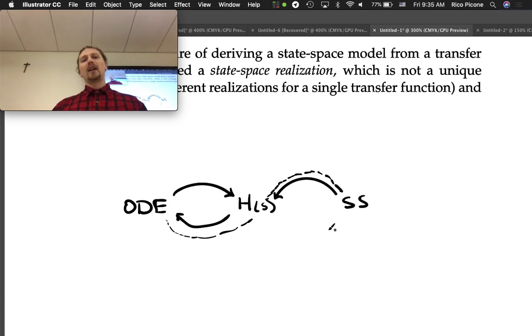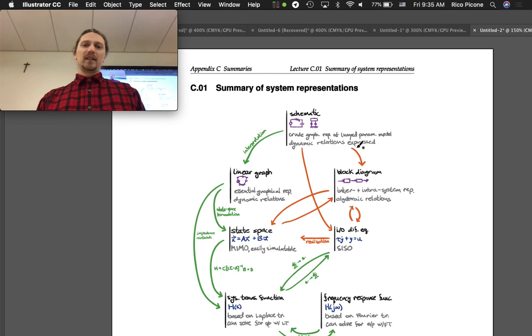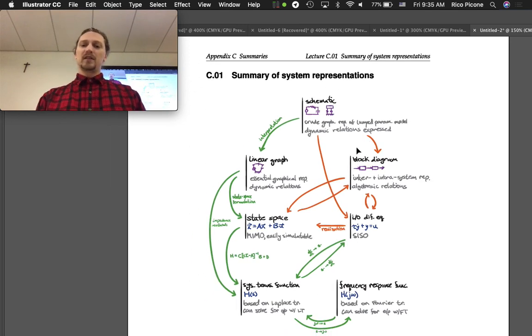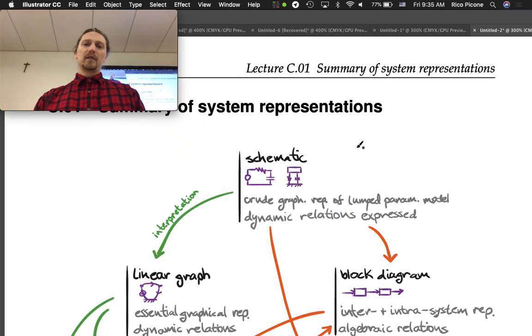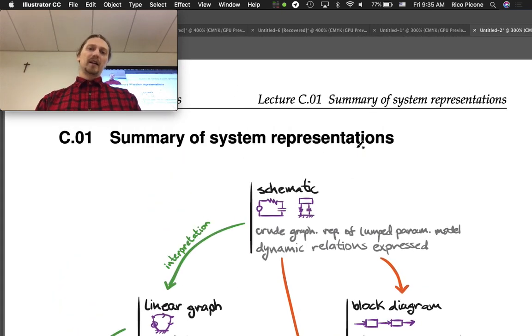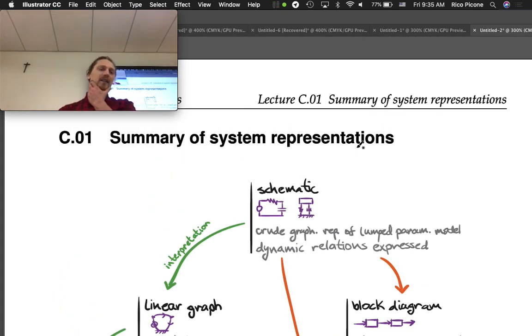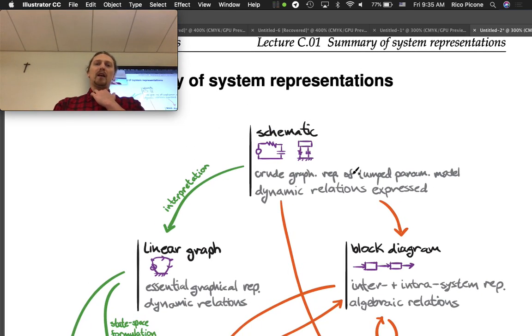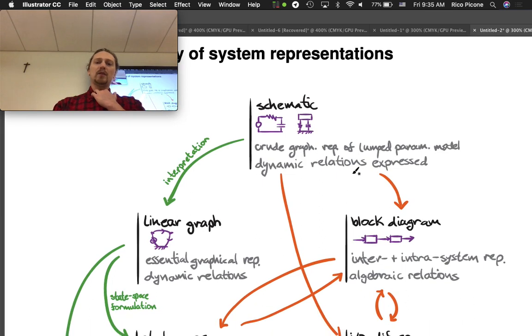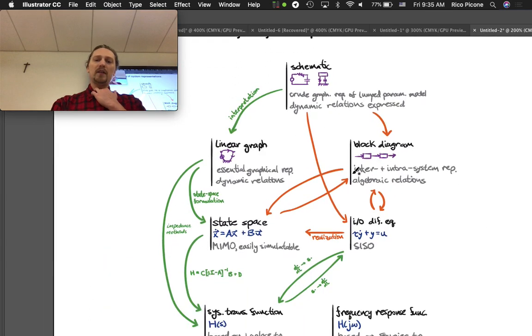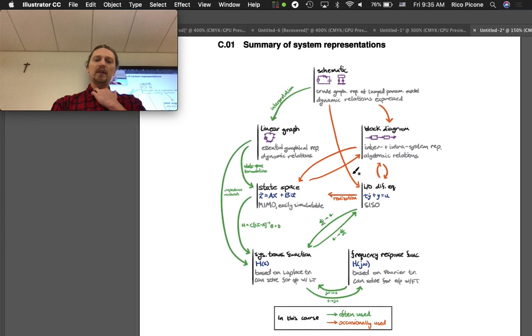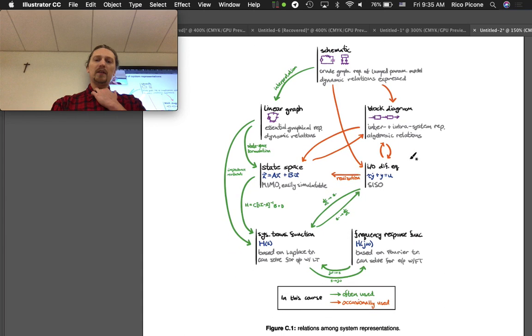So this brings up this system representation summary or map that I've drawn. This is something that's in the appendix of the text, C1. And this shows all the different system representations that we use in this class. It's a little bit hard to see if I go all the way out, but I just want to see like a bird's eye view first. Oh, my face is frozen.